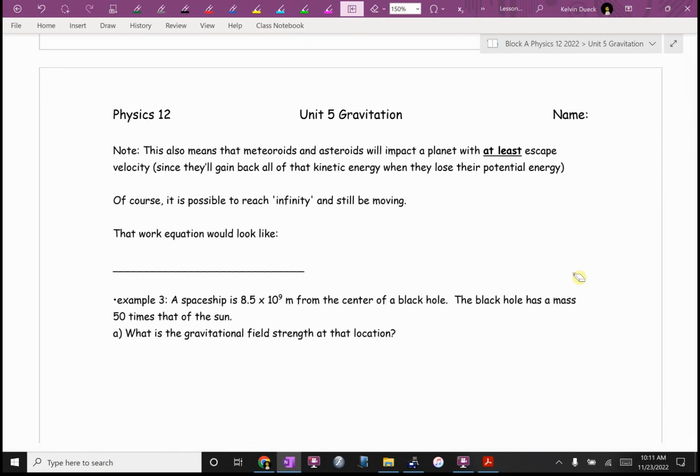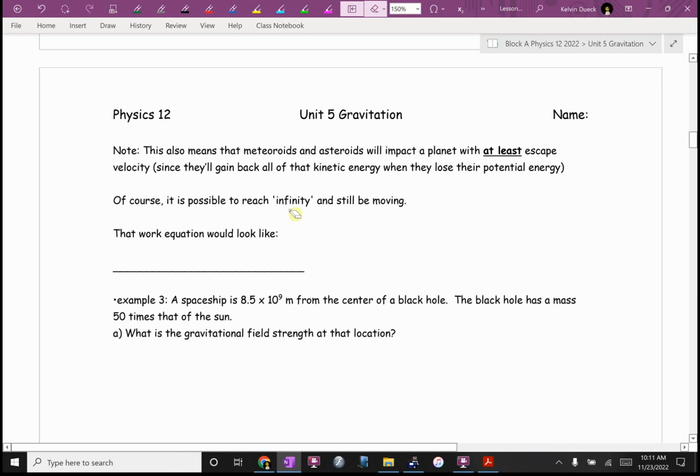Here's the bad news. That means that meteoroids and asteroids will impact a planet with at least the escape velocity of that planet, because they're going to gain back all of the kinetic energy while they lose their potential energy, and they started out further away from the planet. In other words, when stuff hits the Earth, it's going to be hauling.